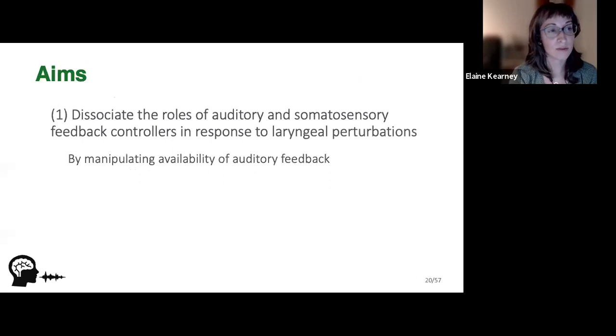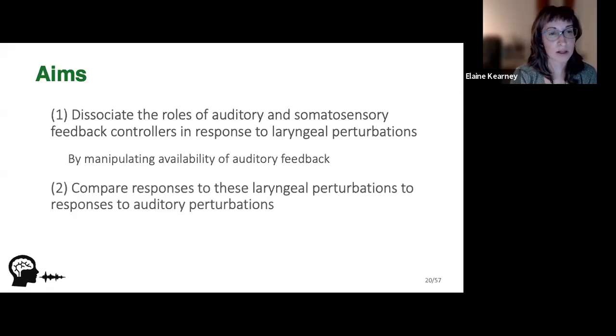So in this study, we aim to dissociate the roles of these 2 feedback controllers in response to laryngeal perturbations. And our key experimental manipulation here was to manipulate the availability of auditory feedback. So in one condition, the participants were able to hear their vocalizations. In the second condition, we played a loud white noise, which had the effect of masking their ability to hear themselves as they were vocalizing. We also had a second aim, which was to compare responses to these laryngeal perturbations to responses to auditory perturbations.